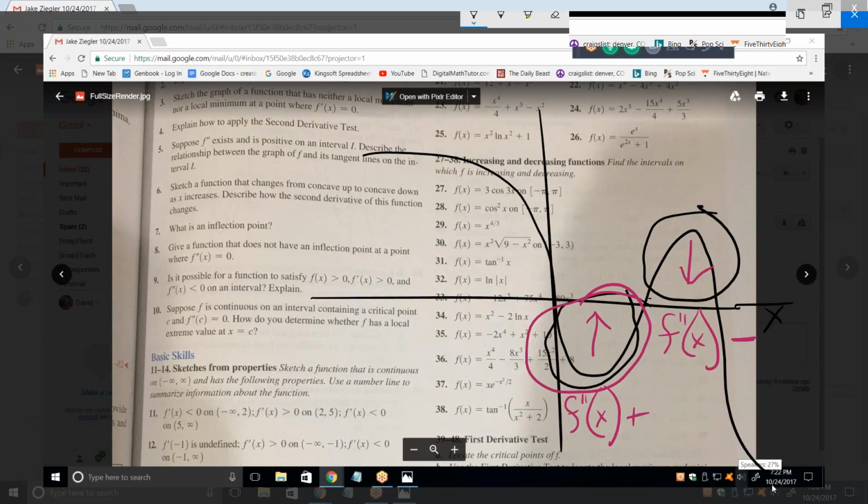What's an inflection point? These are things, even though I don't like word questions, I have to say that every single one of these first 10 questions you have to know. This is not something esoteric. This is an integral part of calculus. If you want to understand calculus, you got to know this stuff.